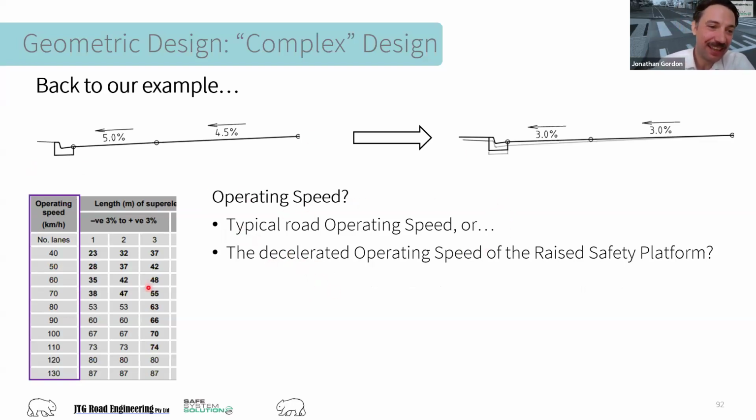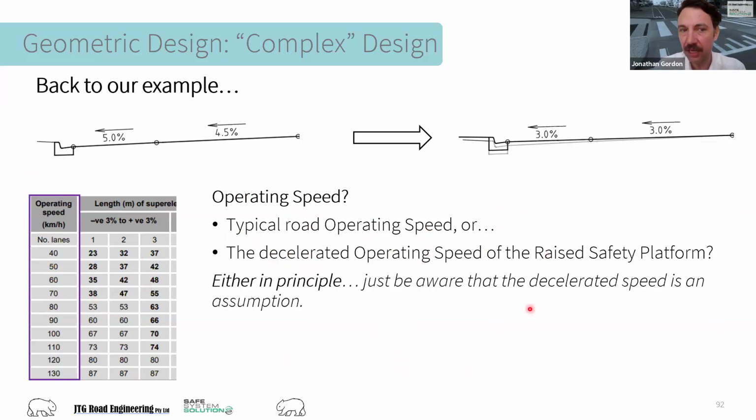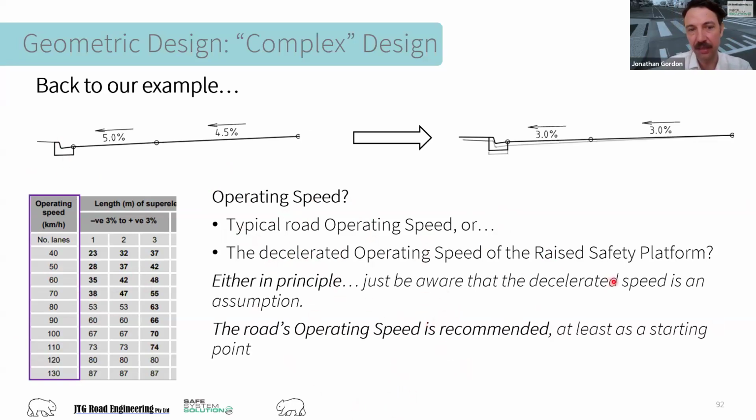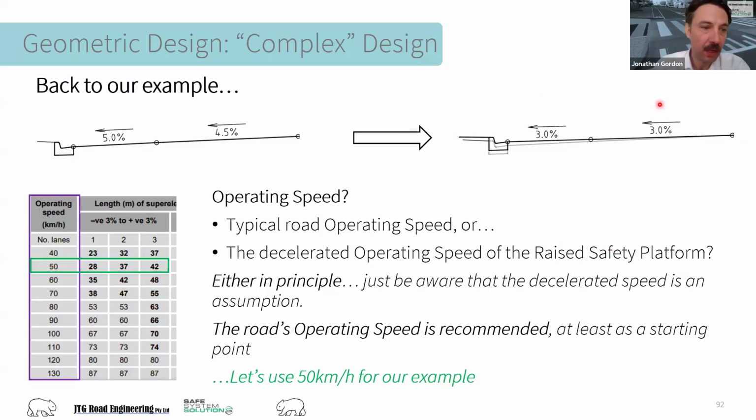Typical road operating speed or decelerated speed. So when we're approaching these platforms, should we be using our operating speed for our road, or should we be assuming that our vehicles are decelerating because they can see the road safety platform? And I'd say, yeah, you can consider either. But really, I'd be saying that I'd use the operating speed because it's lower risk. Assuming that someone's decelerating for these systems is an assumption. You might not know how fast they're decelerating, and we might as well make these as comfortable as possible, or at least as a starting point or in planning. So for our example, let's use 50 kilometers per hour.